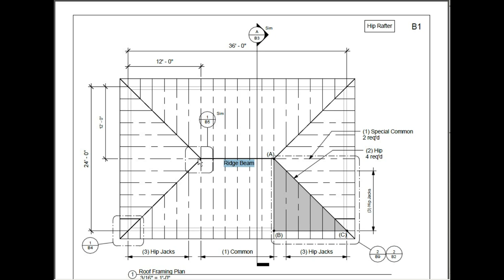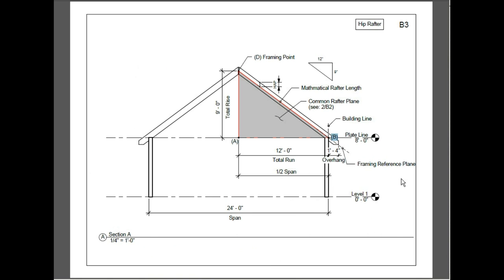All right, you'll notice that the ridge beam has been shortened. It doesn't go the entire width of the building. It's shortened on either end by 12 feet, plus some setbacks that we're going to talk about later. Here's a section view.